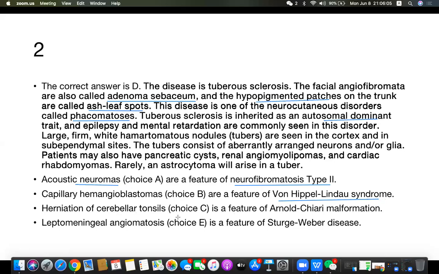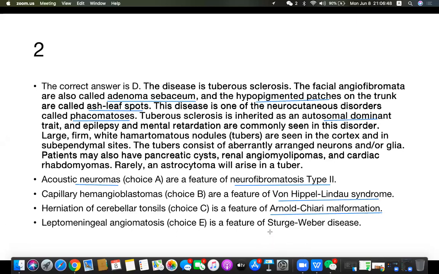Another case is also very interesting, this term, Arnold-Chiari malformation. In this Arnold-Chiari malformation, the cerebellar tonsil herniates from the foramen magnum towards the spinal cord. There are two types of Arnold-Chiari malformation, type 1 and type 2. Now, one special point I would like to highlight here: type 2 is usually associated with spina bifida, only in type 2. In type 1, there is only herniation of the cerebellar tonsil, but in type 2 Arnold-Chiari malformation, along with that, there is spina bifida as well.